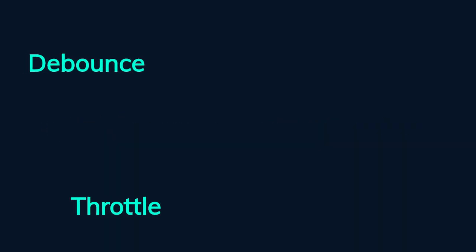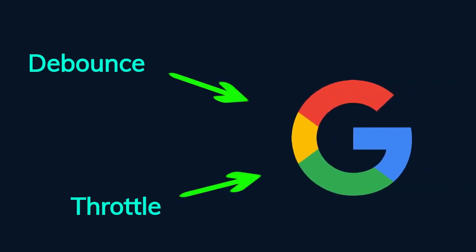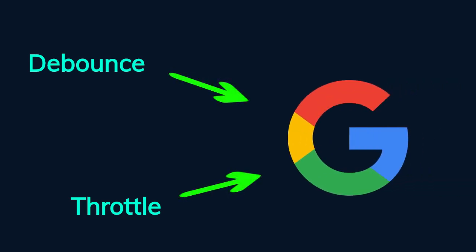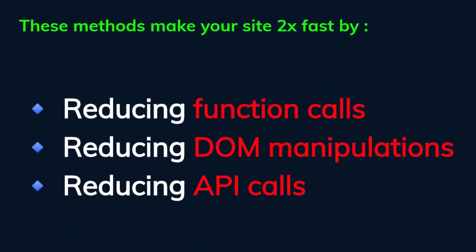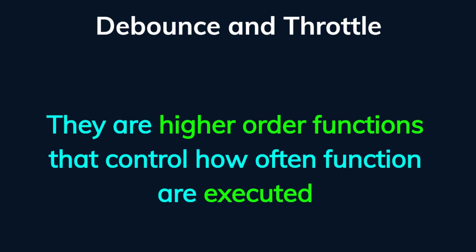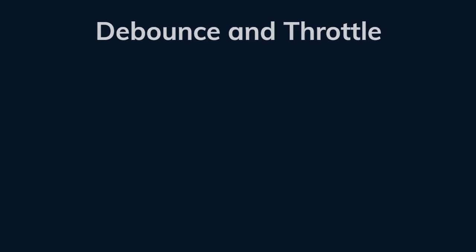Yes, I'm talking about debounce and throttle, the performance methods which even Google uses to make their sites feel instantaneous. Together, debounce and throttle can make your website feel at least twice as fast by reducing function calls, DOM manipulations, and most importantly, API calls. Debouncing and throttling are two techniques to optimize performance in JavaScript by controlling how often functions are executed.